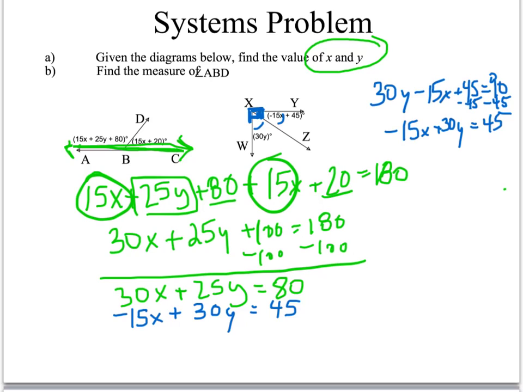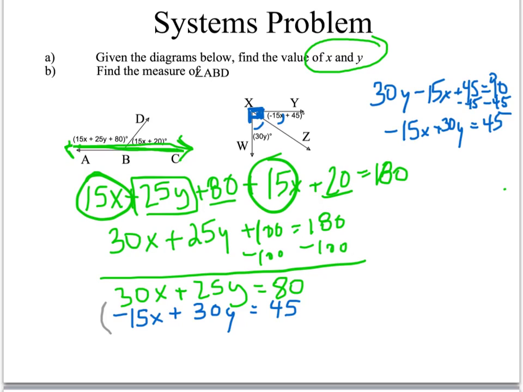At this point, I'm looking at the coefficients in front of my variables. The x's have coefficients of 30 and negative 15. The y's have coefficients of 25 and 30. Remember, we need opposite coefficients. In other words, if I have a 30 in front of my first x, I need a negative 30 in front of my second x. That's going to be the easiest thing to do here, since the y's do not have opposite coefficients.